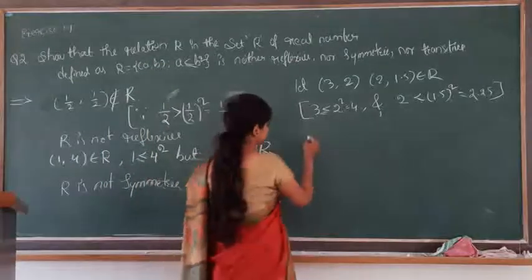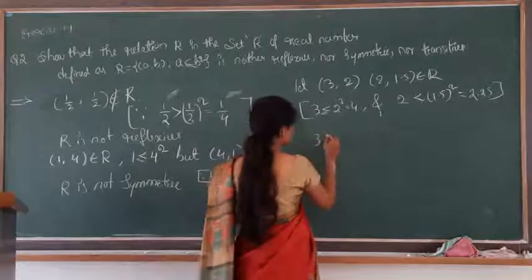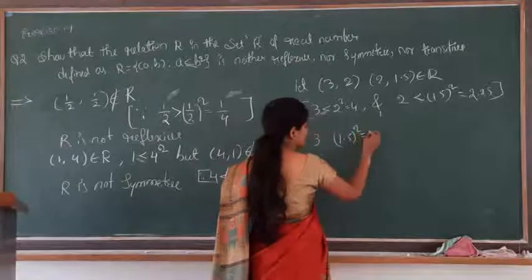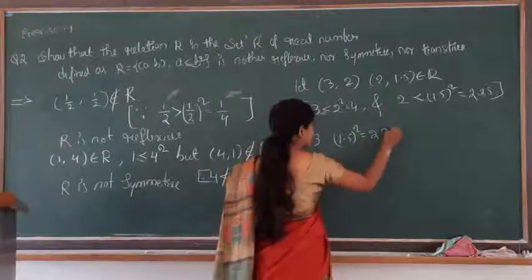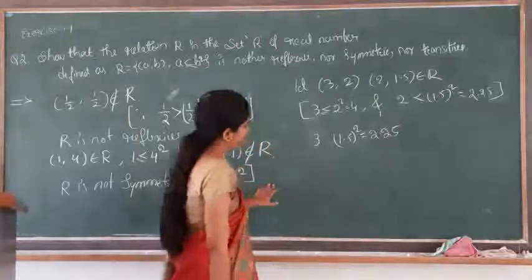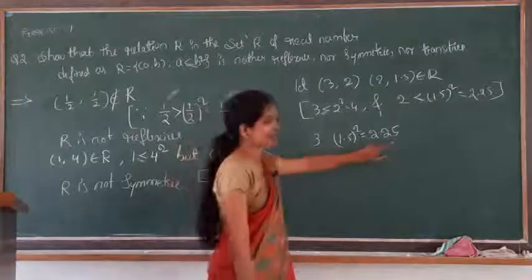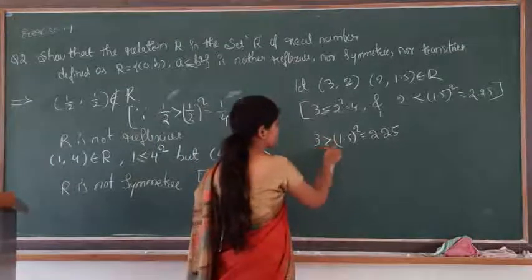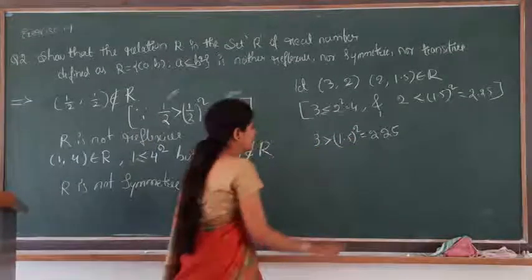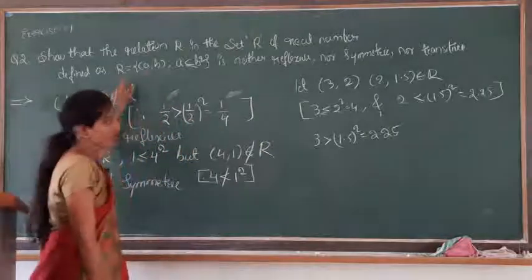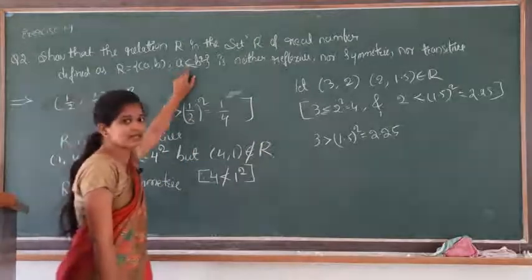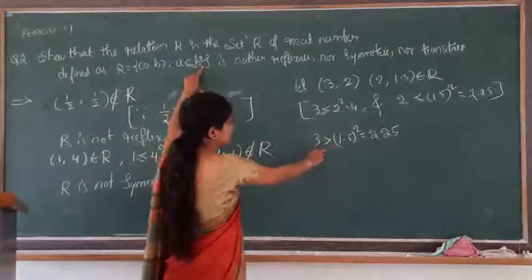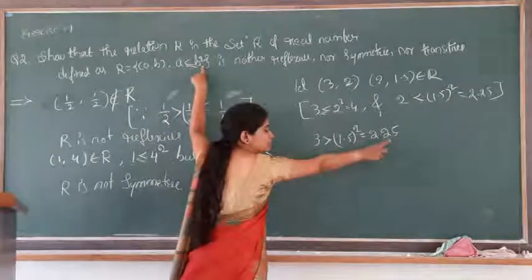But 3 and 1.5 square, right? 1.5 square value is what? 2.25. But we know that 3 is greater than 2.25, right? 3 is greater than 1.5 whole square. But our given relation is what? a must be less than or equal to b square. But here we got 3 is greater than 2.25.